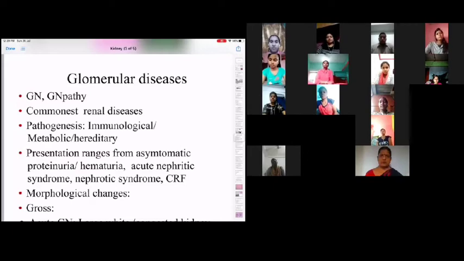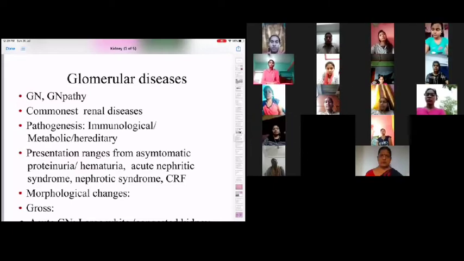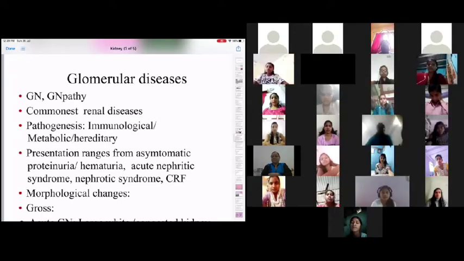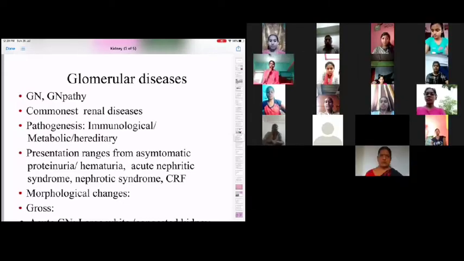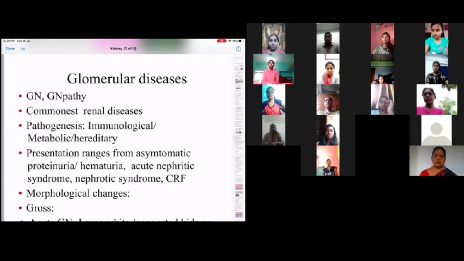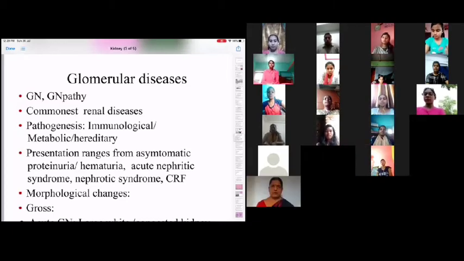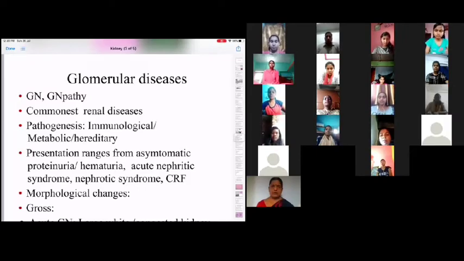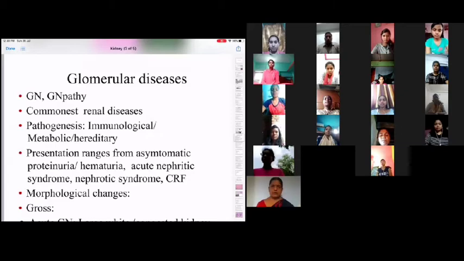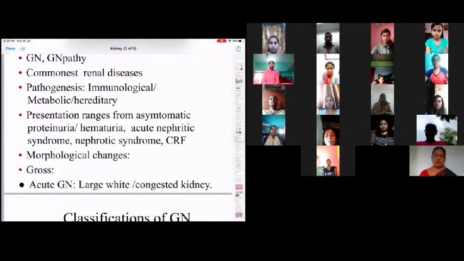Pathogenesis: how does glomerular disease occur? The most important pathogenesis is immunological. I already told you the immunological mechanism is like IgA, IgG, or T cell based, B cell based. These are the cells which damage the glomerulus. Presentation ranges from asymptomatic proteinuria, hematuria, acute nephritic syndrome, nephrotic syndrome, or CRF. Morphological changes, like gross changes, and histological changes also occur.